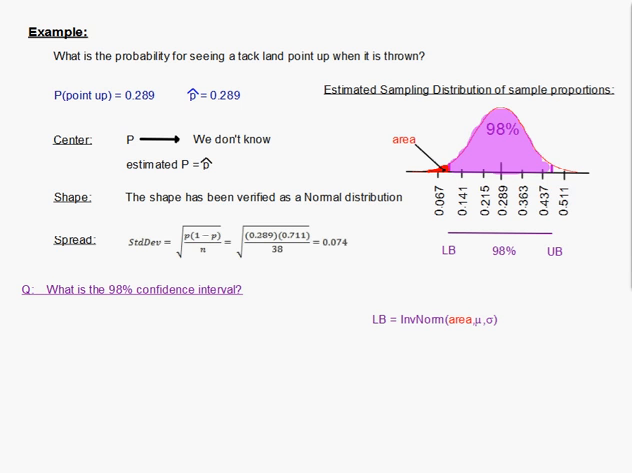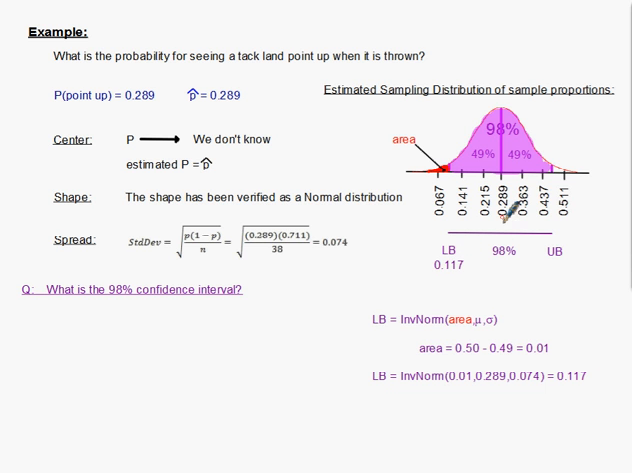Of course, the purple is 98, so we can split that in half, which means each side is 49%, which means this whole half of the curve is 50%. We can subtract the 49, and the area that we're interested in, the red area, is 0.01. Now we can get our lower bound, which is 0.117. Here's our lower bound.